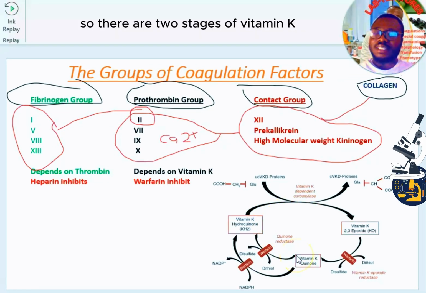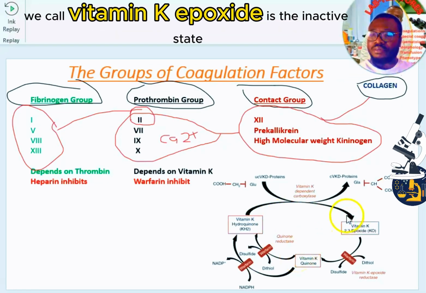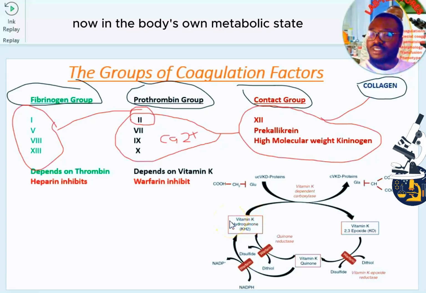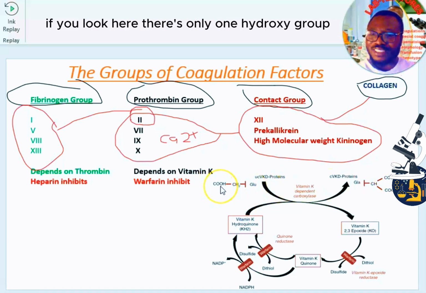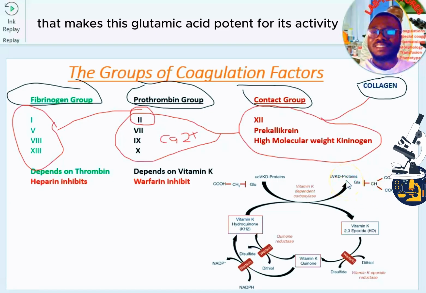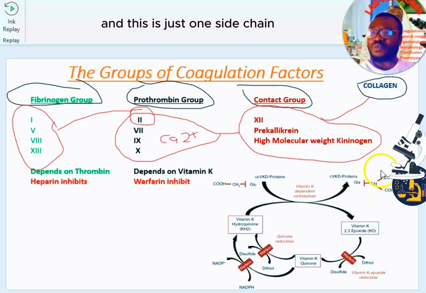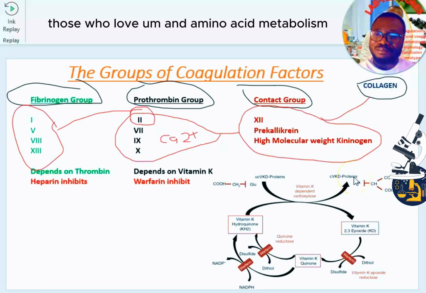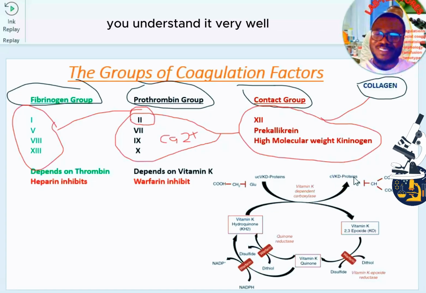So there are two stages of vitamin K that you should understand. We call vitamin K epoxide the inactive stage, and vitamin K hydroquinone the active stage. Now, in the body's own metabolic state, glutamic acid has to be activated by gaining a carboxyl group. If you look here, there's only one carboxyl group. In the carboxylation process, it gains an extra one that makes this glutamic acid potent for its activity, and this is just one side chain, a methyl group on this glutamic acid. Those who love amino acid metabolism, you understand it very well.